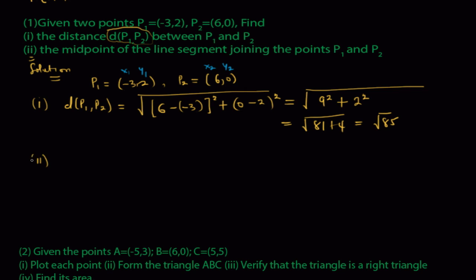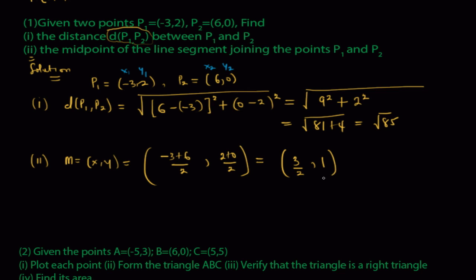So to find my midpoint, which I'm going to call x, y, it's going to be the average of the x coordinates, that is x1 plus x2 divided by 2. That's -3 plus 6 divided by 2, and the average of the y coordinates, which is 2 plus 0 divided by 2. This gives me 3 over 2, comma, 2 plus 0 divided by 2 is 1. And this is the midpoint of the line segment joining P1 and P2.